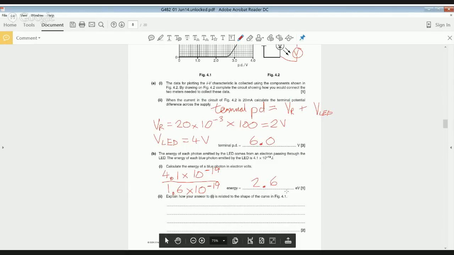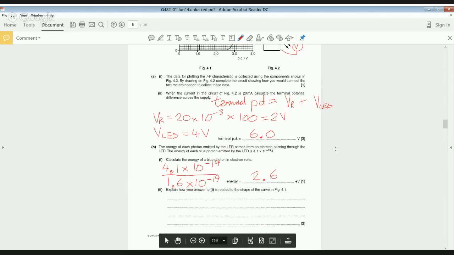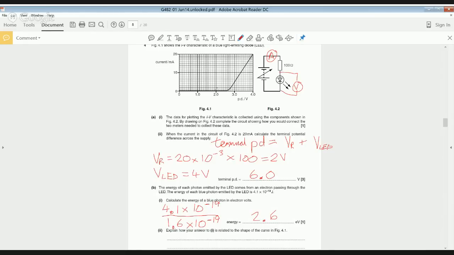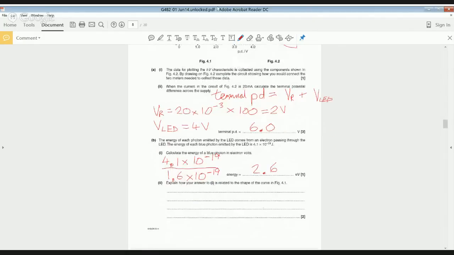Part 2, explain how your answer to I is related to the shape of the curve in figure 4.1. Well, if we take a look up at our graph here, we can see that 2.6 is actually the point where the LED begins to conduct. Up to that point, the LED has infinite resistance. There's no current flowing through it. So we should write something about this.